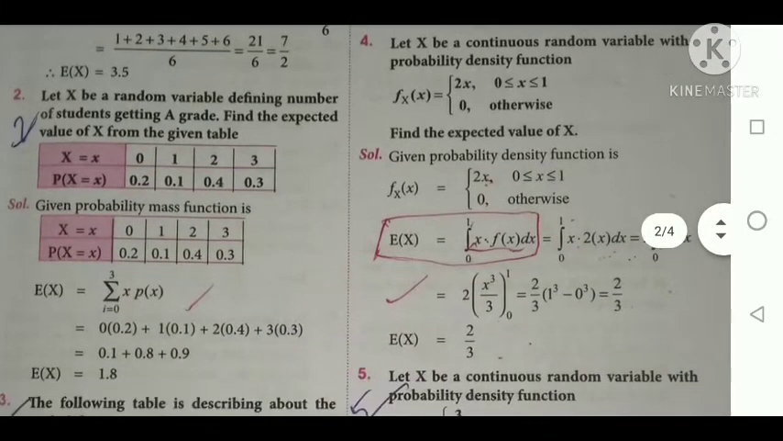Now, let x be a random variable defining the number of students getting a grade. Find the expected value of x from the given table. Here x takes the values 0, 1, 2, 3. Okay, then p of x is also given. So, the given probability mass function is written.